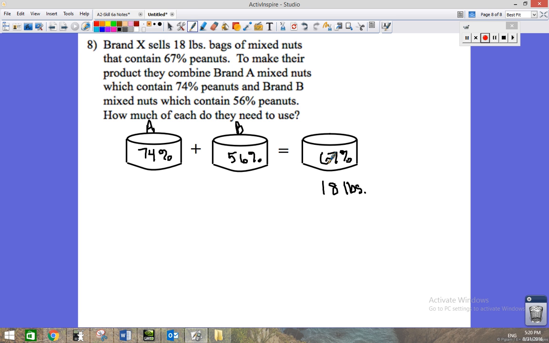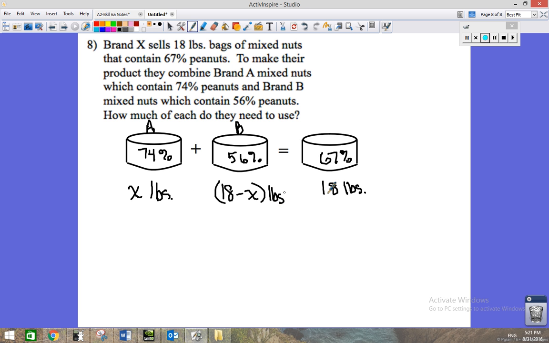So it makes sense that I have the right percent here on the right. 67 is bigger than 56 but smaller than 74. The concentration of my final mixture is always going to be a percent that's between the two original ingredients. How much of each do we use? So again, I have the freedom. I can call brand A X pounds, or I can call brand B. It doesn't matter which. If I call this X pounds, then over here is 18 minus X.